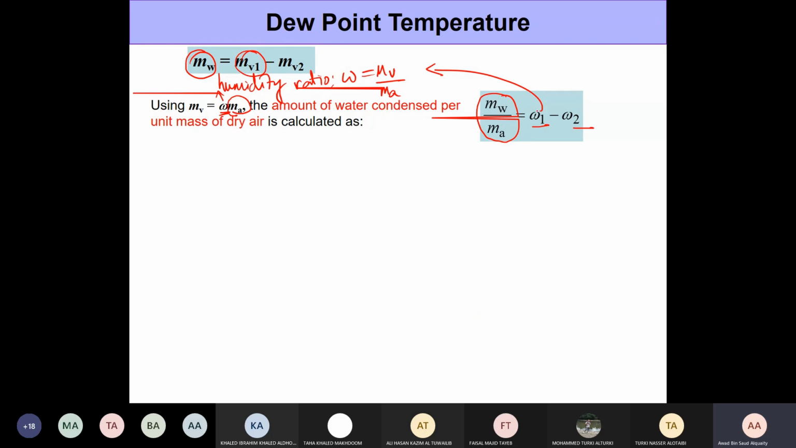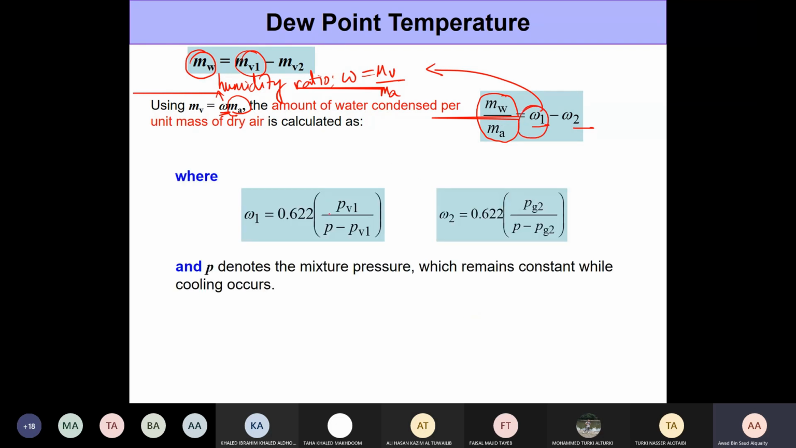Now, how do we determine omega 1? Well, it's pretty straightforward. Omega 1 is given by this formula, where Pv1 refers to the partial pressure of water vapor at state 1, okay, at the initial state. And this is the mixture pressure. Mixture pressure is typically 1 atmosphere for almost all the cases that we consider.